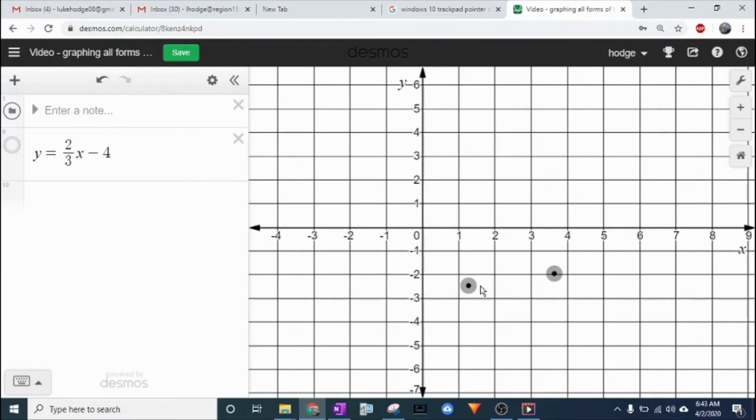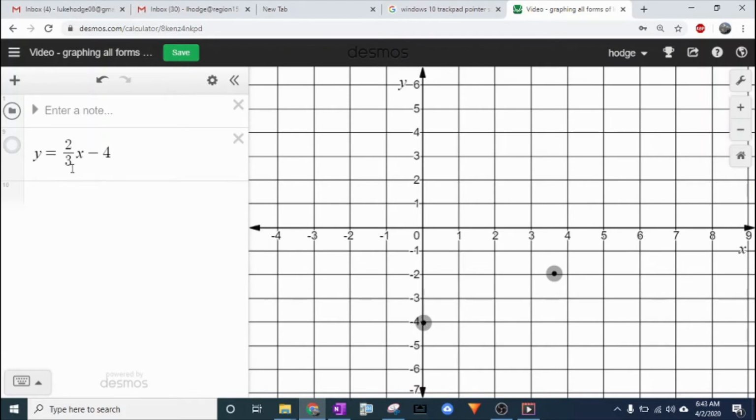The y-intercept is -4, so there's my y-axis. So y-intercept is -4. It goes right here. As a little check, if I use 0 for x, the y value would be 2/3 times 0 is 0 minus 4 is -4. And that's just what I plotted, 0 for x and a -4 for y.